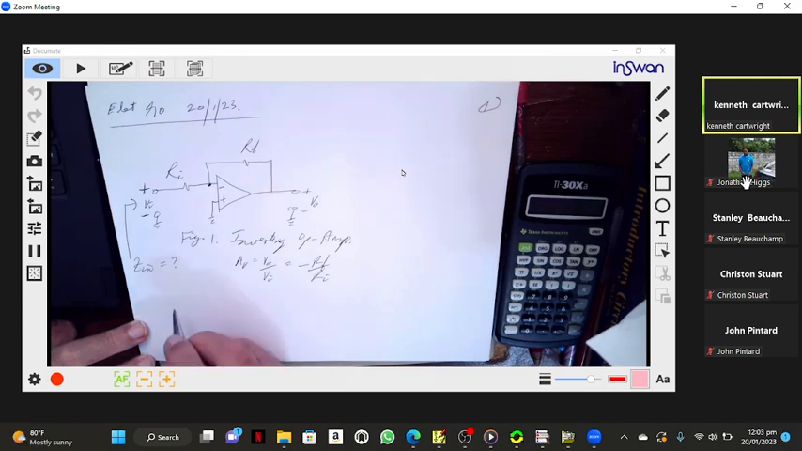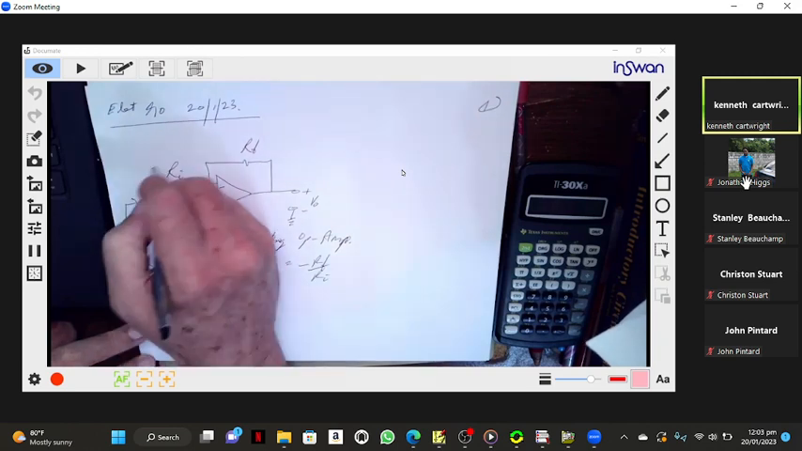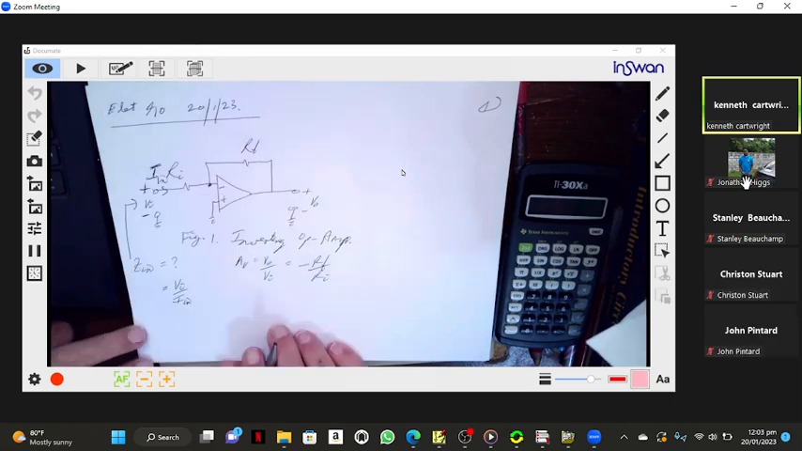Zin is V divided by I in at the terminals. This is true in any circuit. Now let's apply it to this particular circuit. What's Iin equal to?